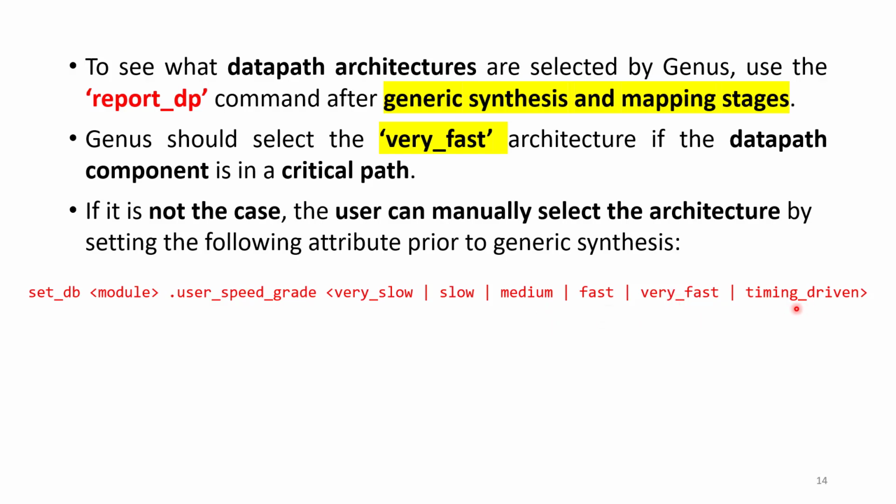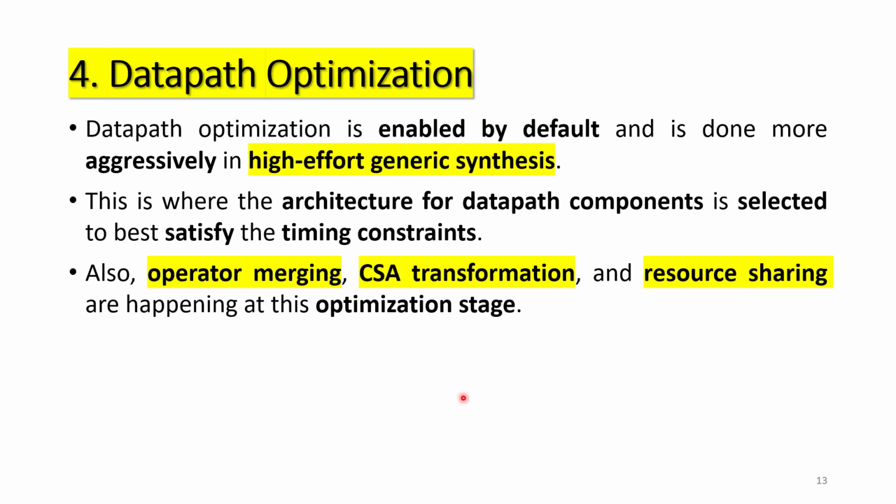In this manner, you can choose the data path architecture by setting the effort level, and you can check it by using report_data_path. Remember these three things. These three things will get performed during data path optimization, that is operator merging, carry save addition transformation, and resource sharing.